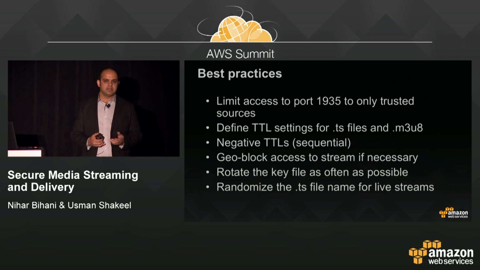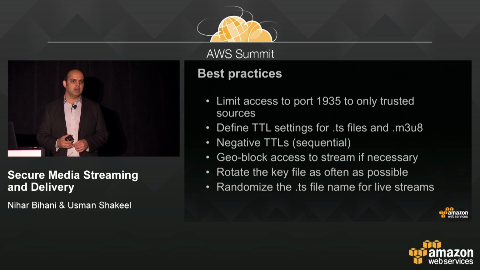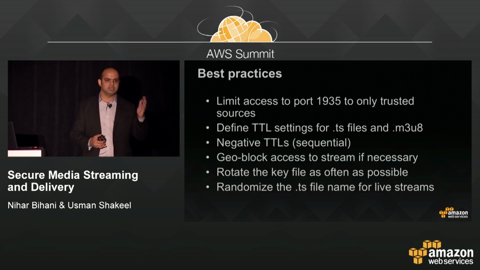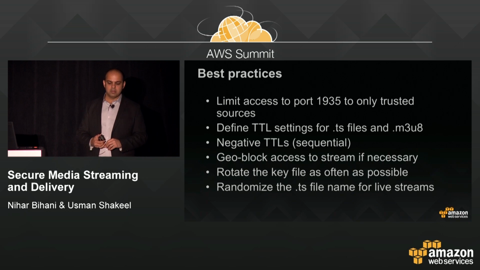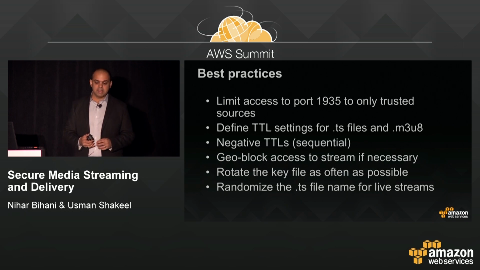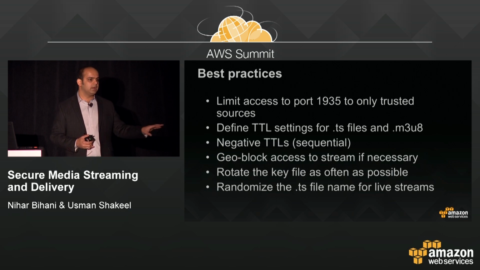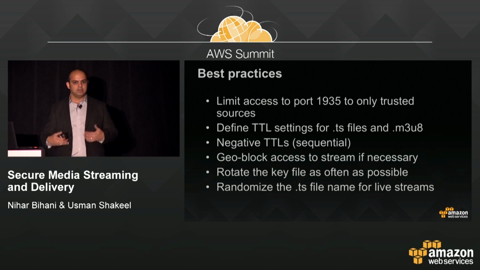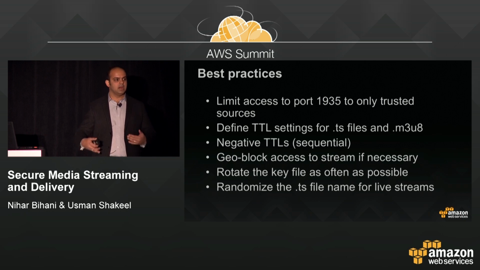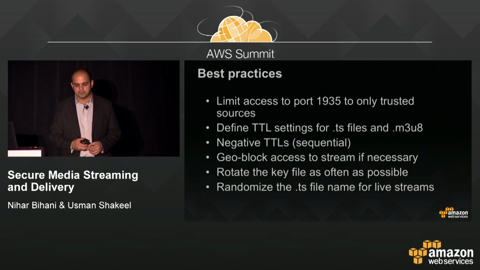Geo-blocking, that's another one. Going back to CloudFront settings, you can very easily say which specific geos you want this stream to go to. You want to rotate the key files as often as possible, and I'll talk about it. In my case, basically every single segment has its own key, so we are generating a key for every single segment.